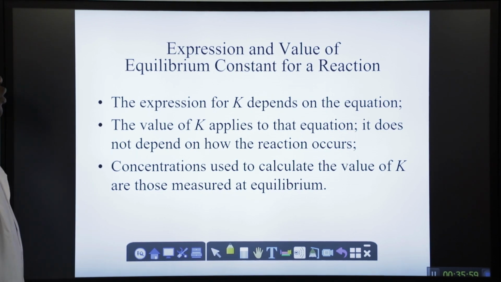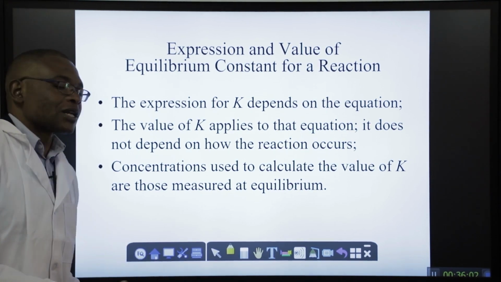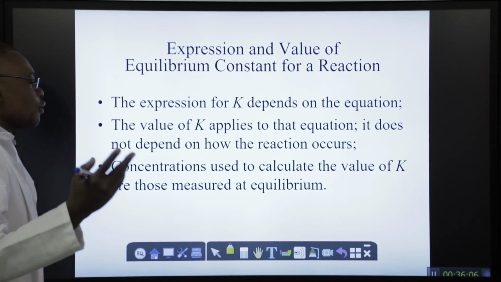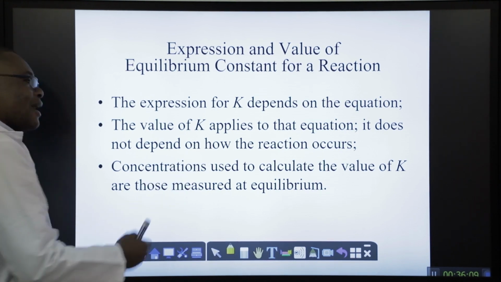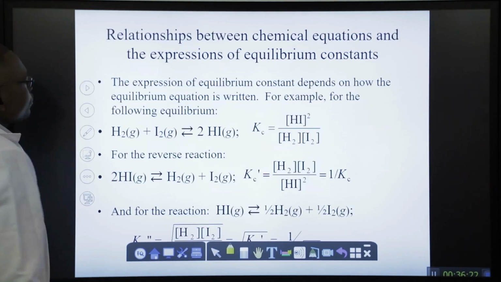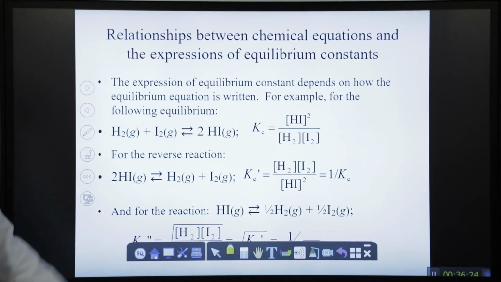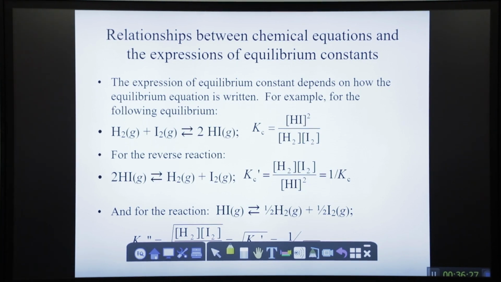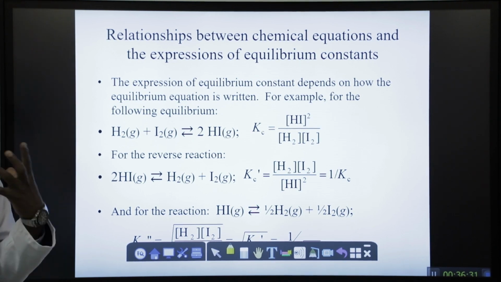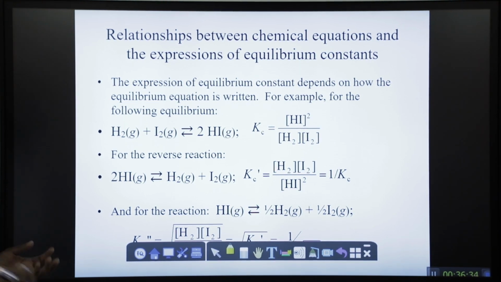Okay. So when earlier on we talked about factors affecting rate of a reaction, you will see that some of them don't necessarily apply here, because what is only important is the amount of materials that are existing at equilibrium, both as products and reactants. So you see that the relationship between chemical equations and the expressions of equilibrium constant is very, very important in telling us the direction in which the reaction is going to take place.